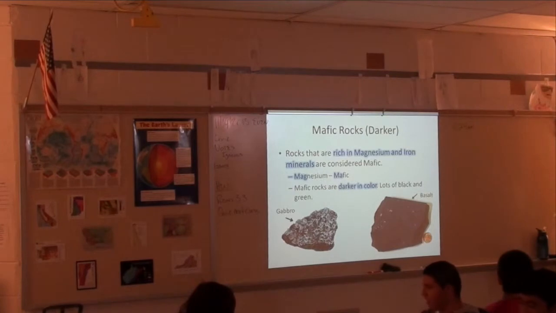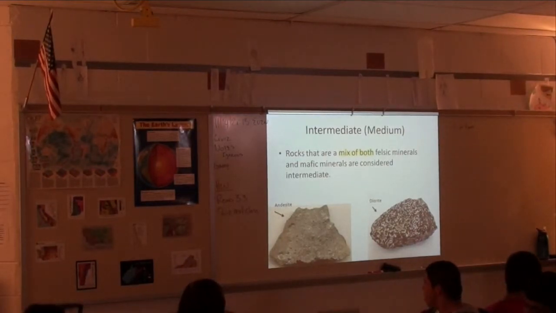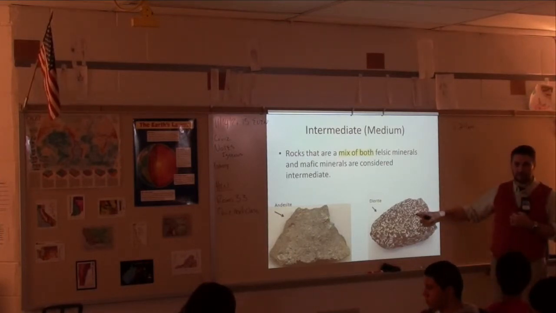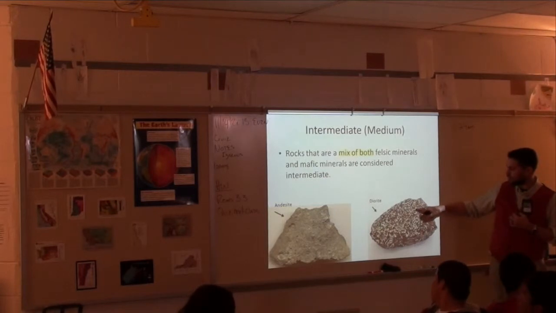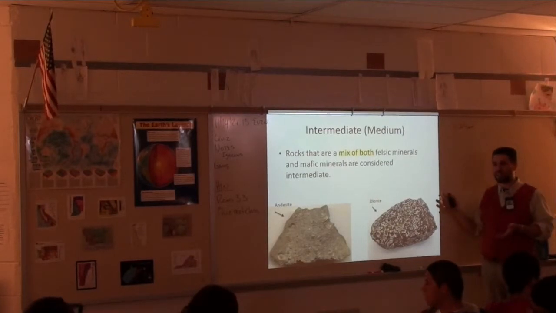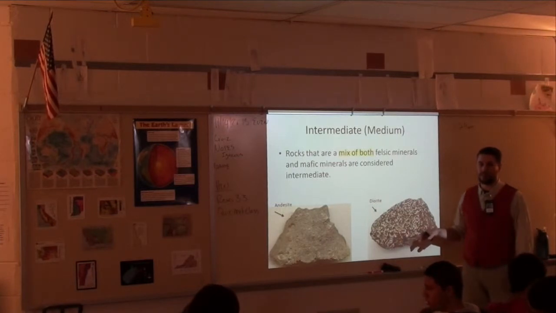Now, felsic and mafic. In the middle between the light colors and the dark colors, it's all about the minerals that are inside. If those minerals are about 50% light and about 50% dark, you get something called a medium rock. These rocks are in the middle. This is diorite. It looks like salt and pepper: a little bit of white, a little bit of black. It's just a mixture right in the middle. It's not really dark and not really light. It's diorite.